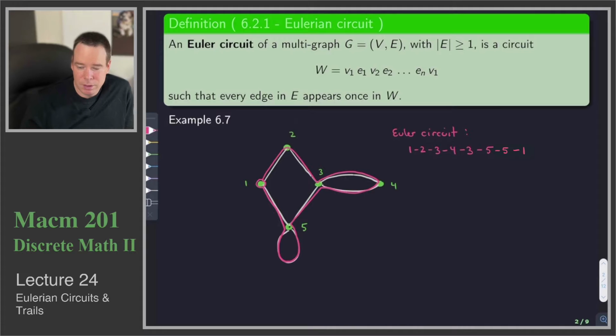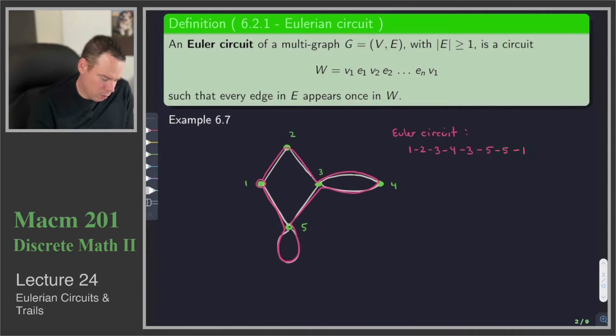If you're still troubled by me just listing the vertices and not the edges, well, you could do that as well. We just have to label all the edges, and then we could list the edges in between, and that's certainly fine. But I just wanted to avoid having to do the extra work of labeling. So we've got our Euler circuit. So there's an example of a graph that has an Euler circuit.